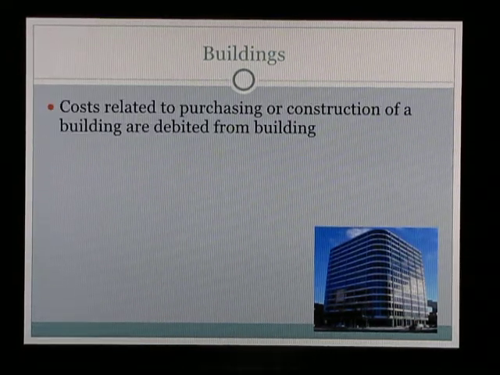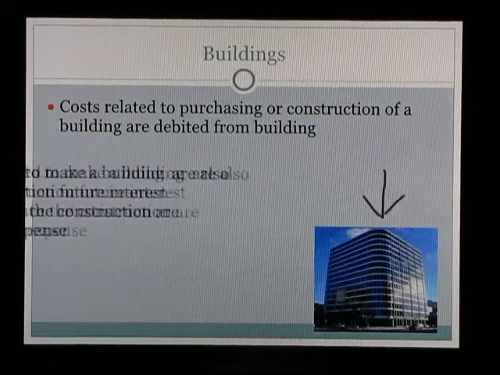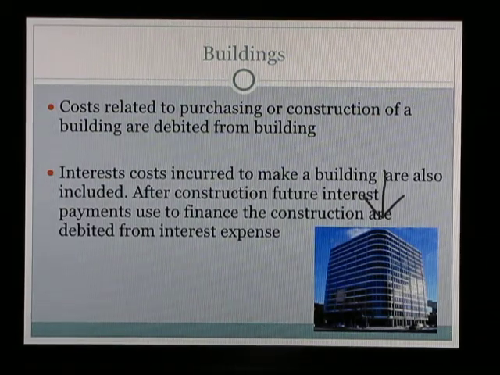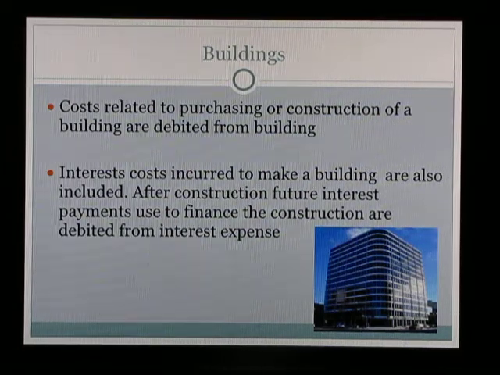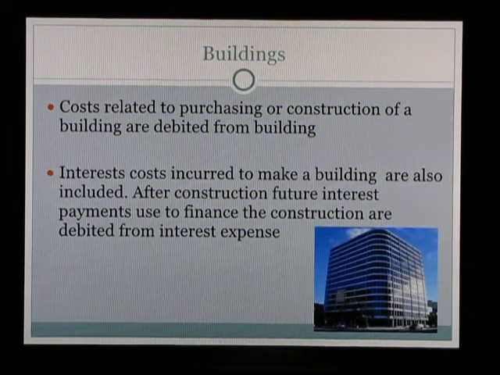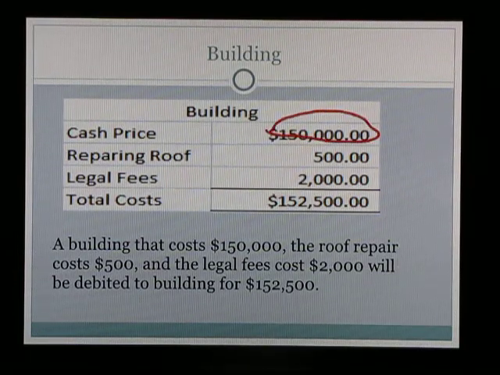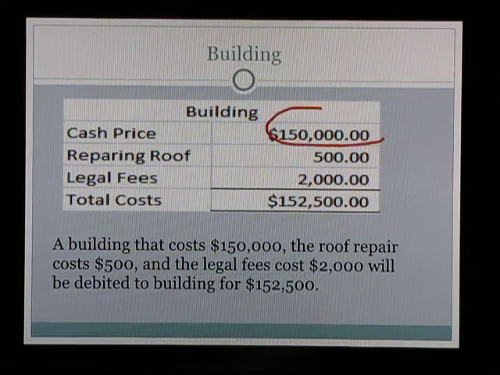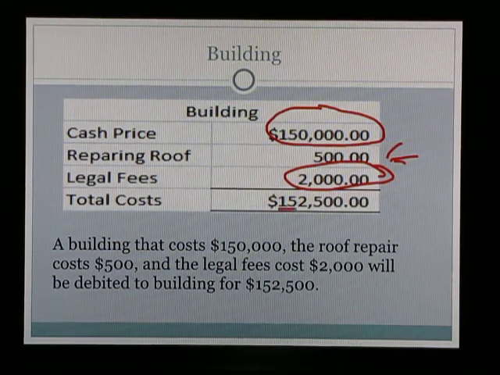Buildings. Costs related to purchasing or construction of a building are debited to building. Interest costs incurred to make a building are also included during construction. Future interest payments used to finance the building after construction are debited to interest expense. Here's an example of a building record. If a building costs $150,000, roof repairs cost $500, and legal fees cost $2,000, buildings will be debited $152,500.